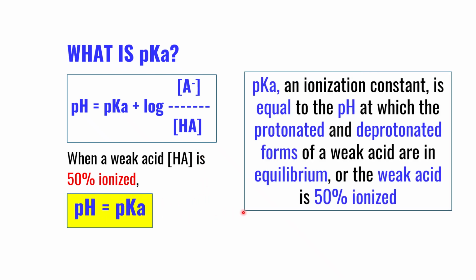So what is the pKa? pKa is an ionization constant which is equal to the pH at which the protonated and deprotonated forms of a weak acid are in equilibrium, or you can say that the weak acid is 50% ionized. How the ionization is affected around the pKa by pH we will discuss in the next slide.